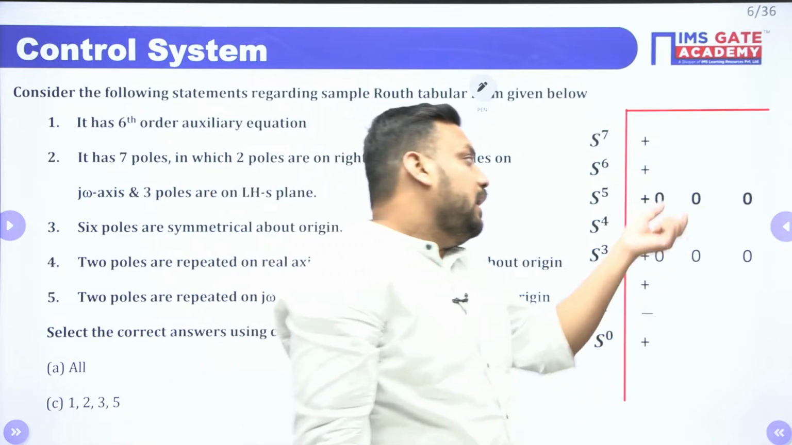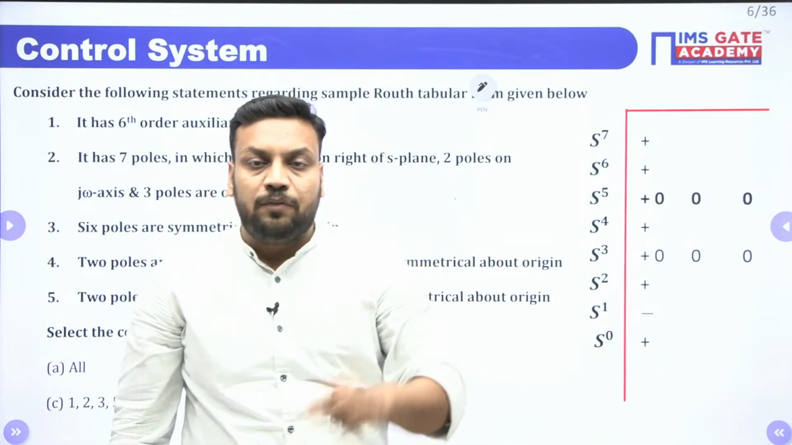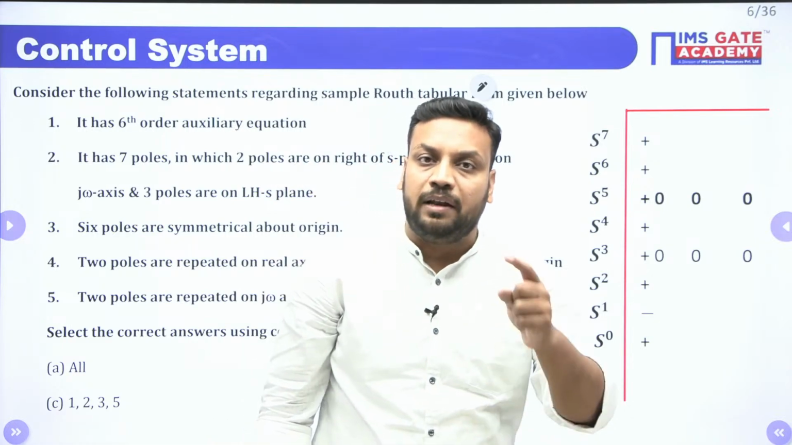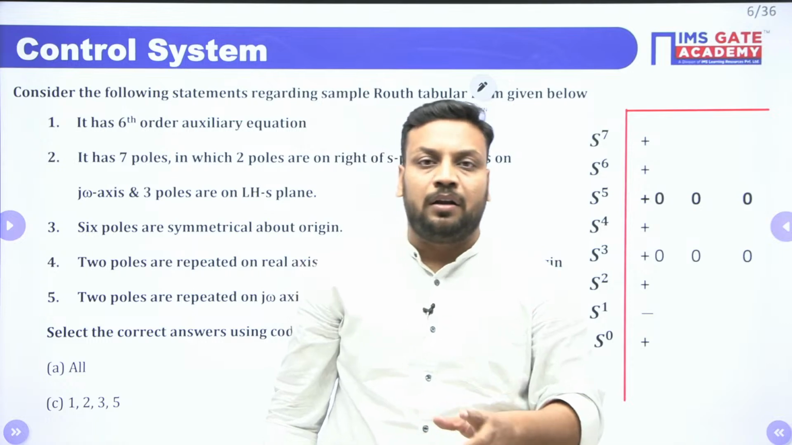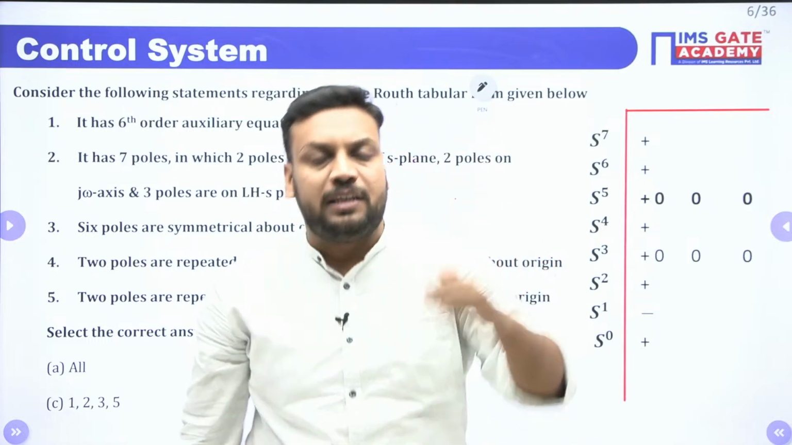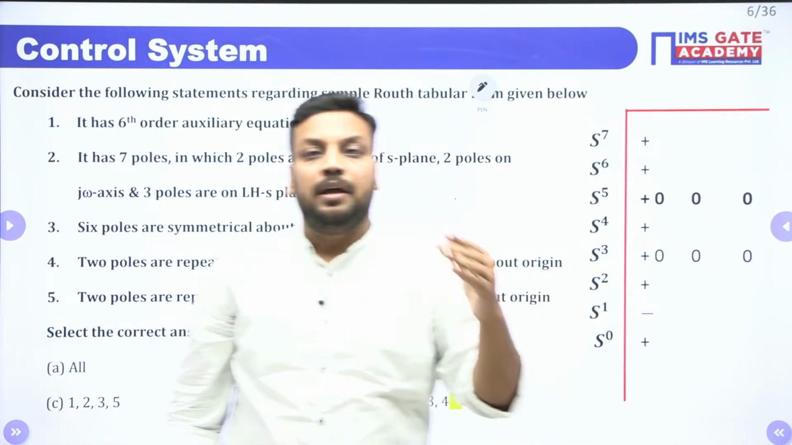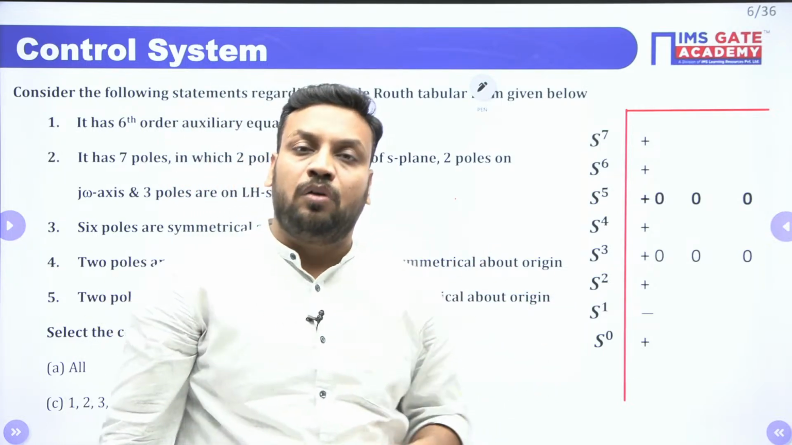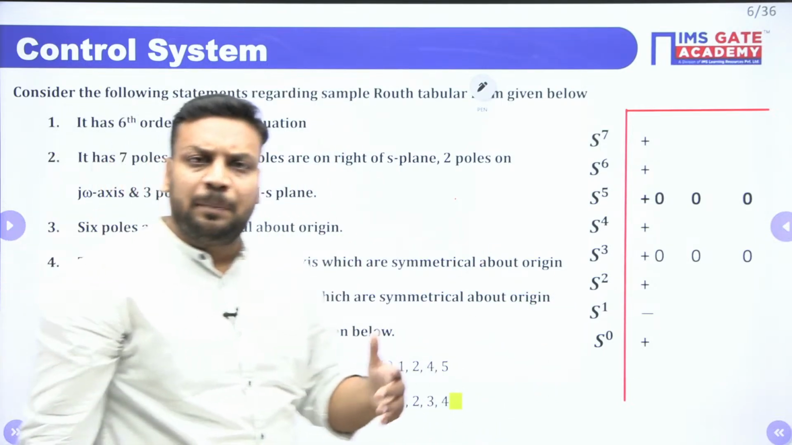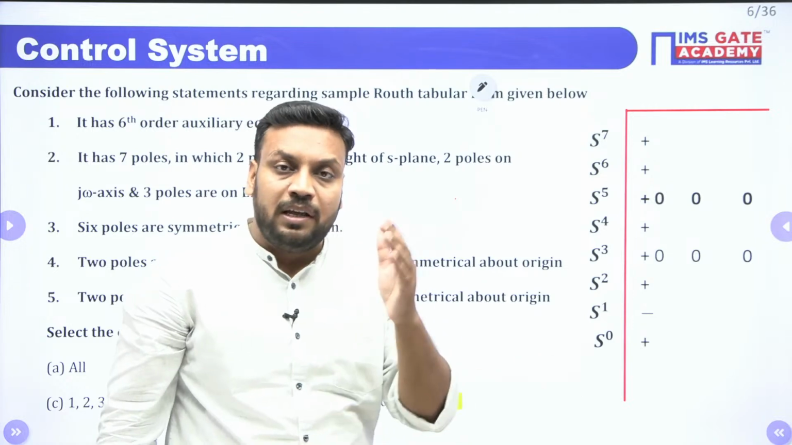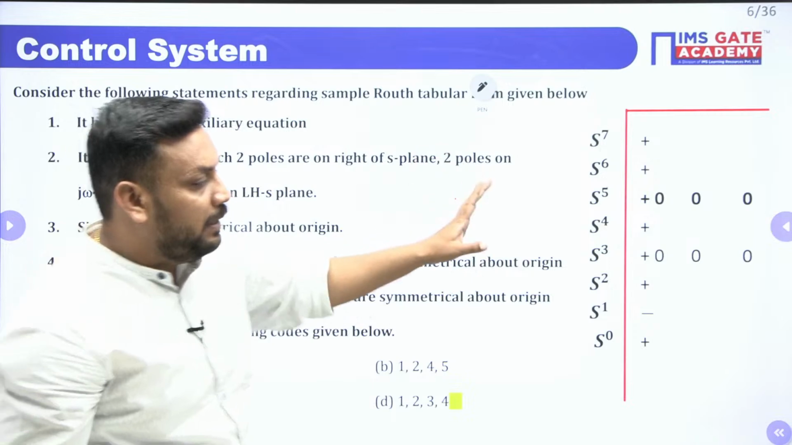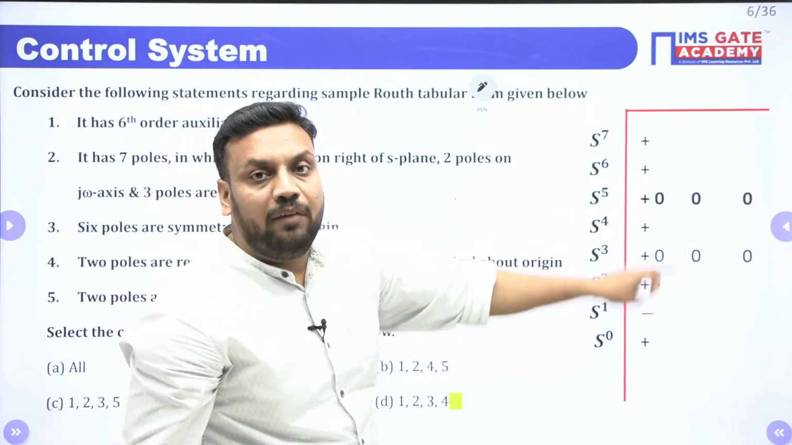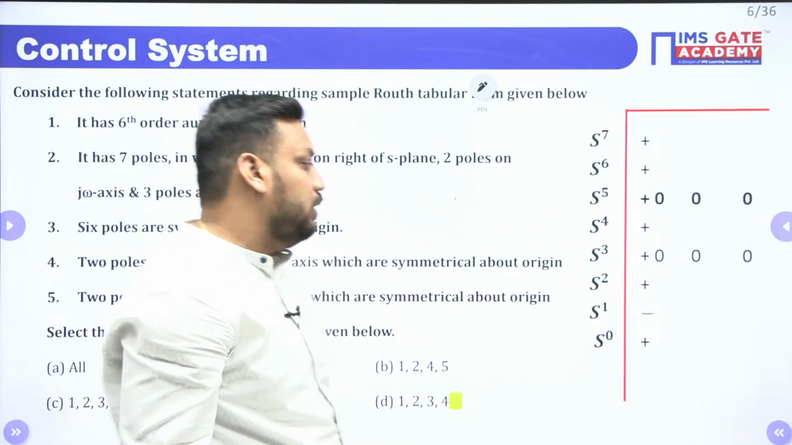But if a row of zeros occurs more than once in the Routh table, it indicates not only symmetrical roots, it indicates repeated symmetrical roots present on the S plane. They can be repeated symmetrical on the real axis or on the imaginary axis, but there must be repeated symmetrical poles because we are having 2 rows of zeros. Row of zeros occurs more than once.